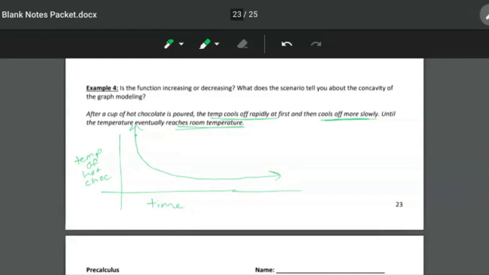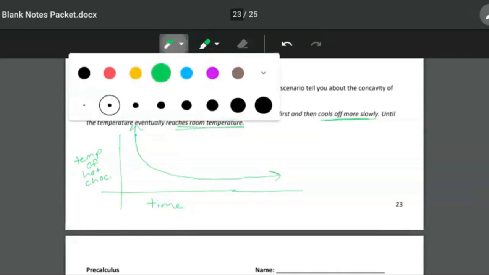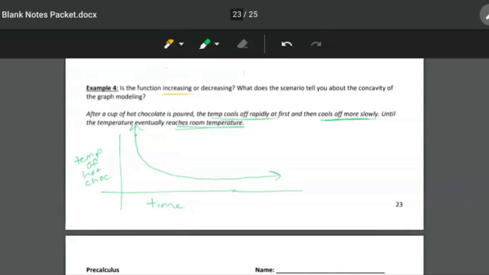This is maybe what that graph would look like, right? It doesn't keep getting colder and colder. It would just stay at room temperature. So that's what the graph looks like. They want to know, is the function increasing or decreasing? Well, all you got to do is trace it from left to right. If you start on the left and you trace to the right, my pen is going down, down, down, down, down. So decreasing.